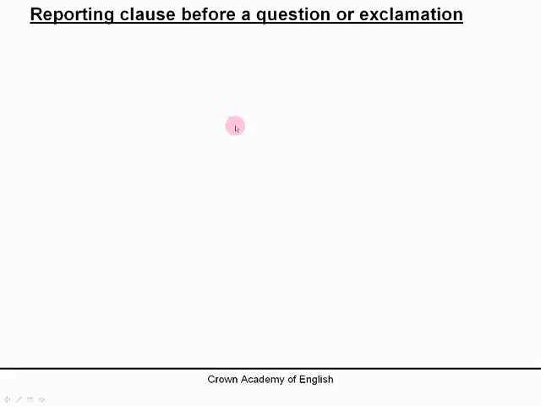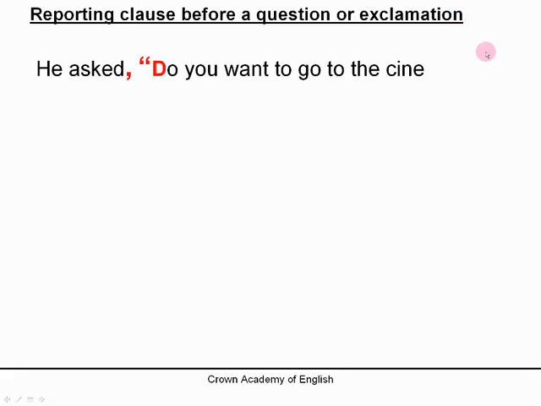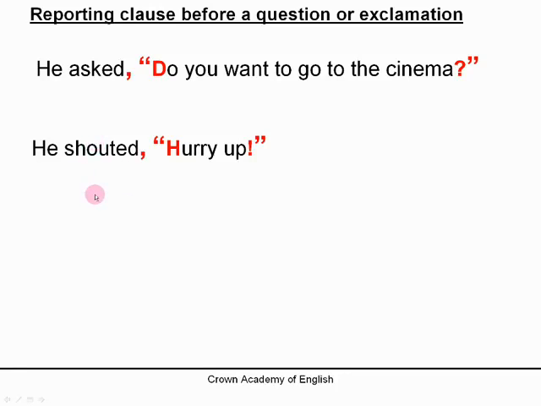Now, there is a special rule for a reporting clause before a question or an exclamation. So, again, we have this time, he asked, "Do you want to go to the cinema?" So this is a question. And here is an exclamation. He shouted, "Hurry up!" So an exclamation is when we say something when we are excited or when we are shouting.